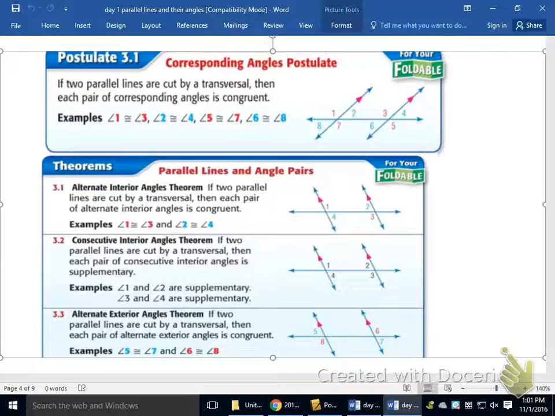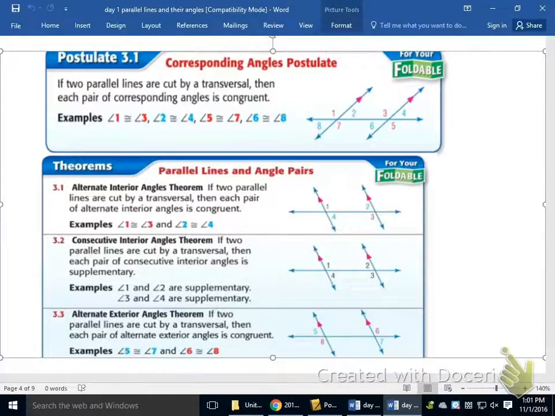This is by the corresponding angles postulate that the corresponding angles are congruent. Now, with that being a postulate, we don't have to prove that. We accept this to be true. The rest of them are theorems. So we have the alternate interior angles theorem. With alternate interior angles, example 1, angle 1 and angle 3, they are congruent. When you have consecutive interior angles, this is kind of the odd one. Angle 1 and angle 2, they are supplementary, not congruent. It's the oddball. Alternate exterior angles theorem, 5 and 7 perhaps, they are congruent.